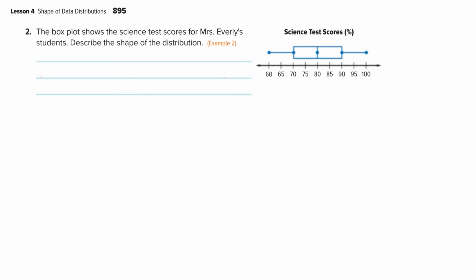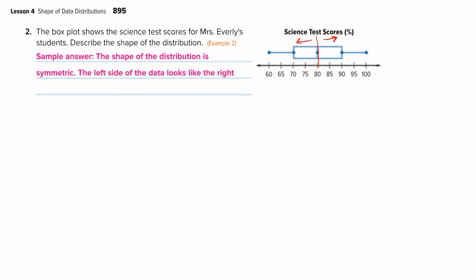Question 2. The box plot shows the science test scores for Mrs. Everly's students. Describe the shape of the distribution. The shape of the distribution is symmetric. We can draw a line here and the left half looks just like the right half. The left side of the data looks like the right side. Also, there are no outliers. An outlier would be indicated by a separate dot either on the right or on the left. Since we don't have any of those, we know that there are no outliers.